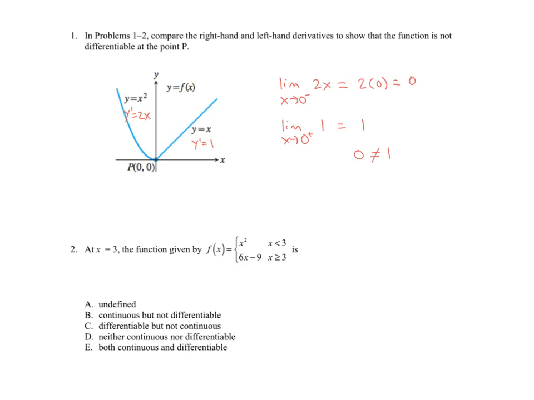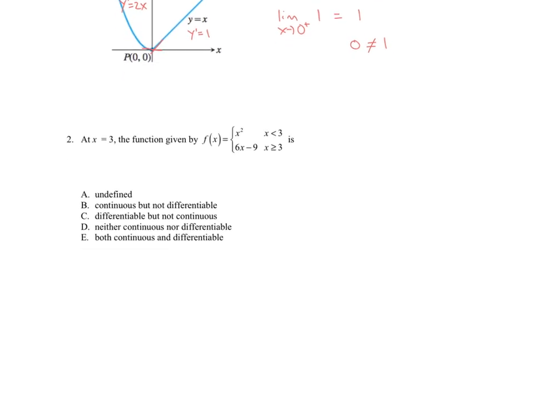And if you look at the graph, it looks like coming from the left-hand side, that tangent line looks like it wants to almost be horizontal, but from the right, we get a slope of 1.